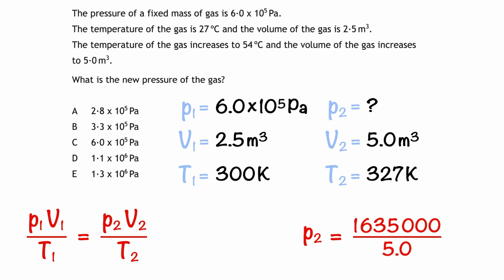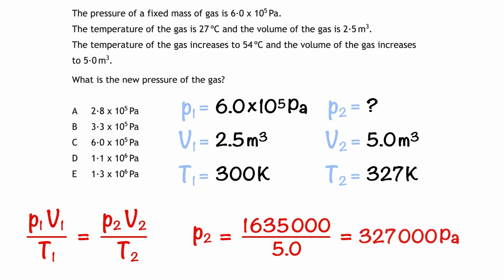1,635,000 divided by 5, which is 327,000 pascals. Written in scientific notation to 2 significant figures, that's 3.3 times 10 to the power of 5 pascals. So the answer is B. All that for 1 mark.